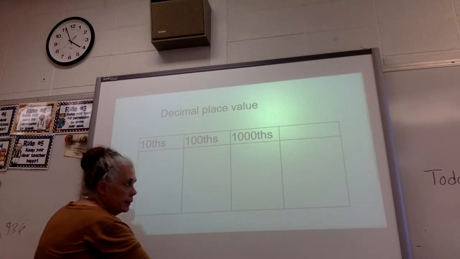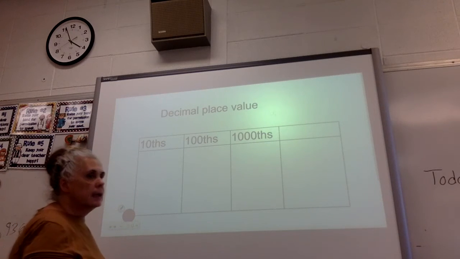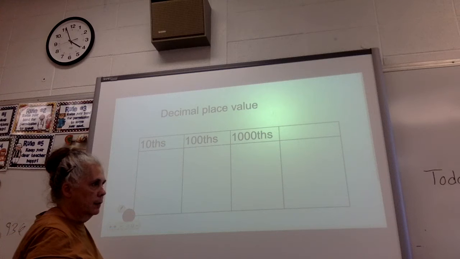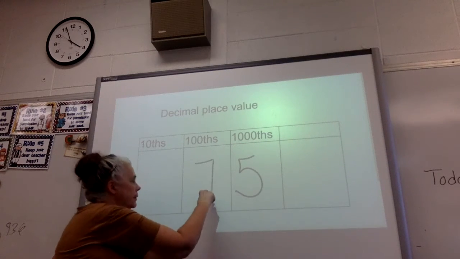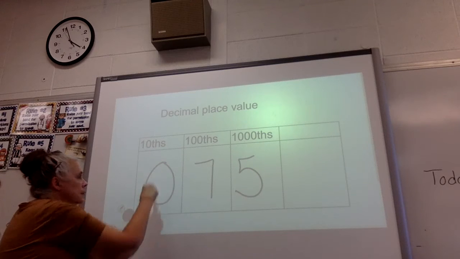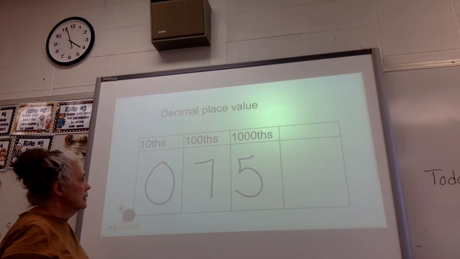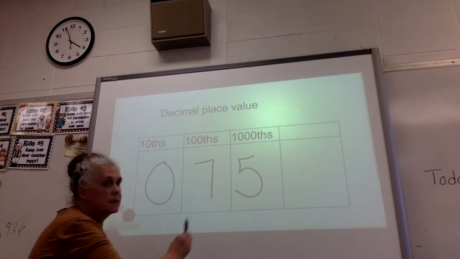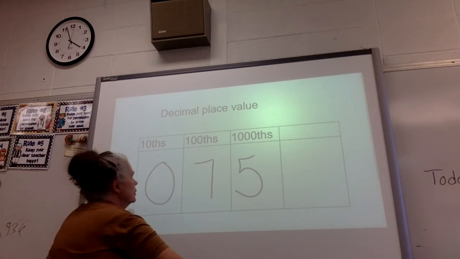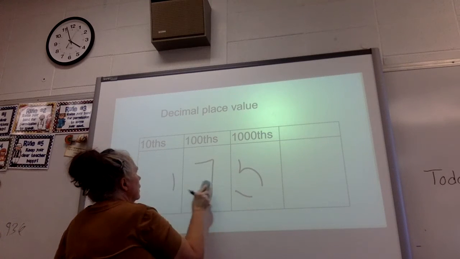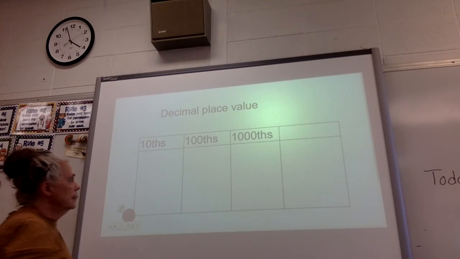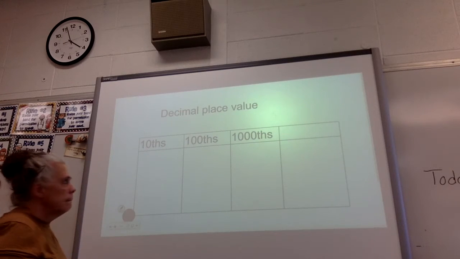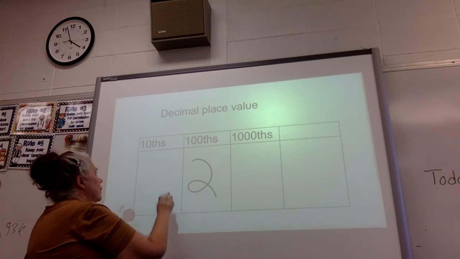Let's practice putting the numbers in a certain spot. So if I said 75 thousandths, I would make sure the 5 ended up in the thousandths spot. Get my 75 in there, hold a spot with a 0. So that says 75 thousandths. Try writing 2 hundredths. So last spot is going to be hundredths. And hold this place with a 0.